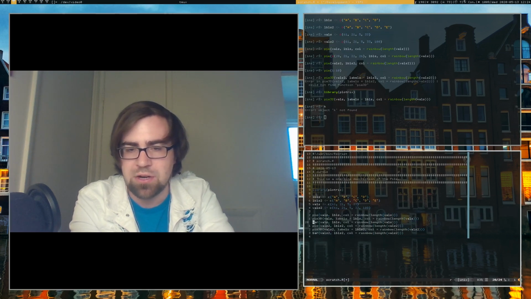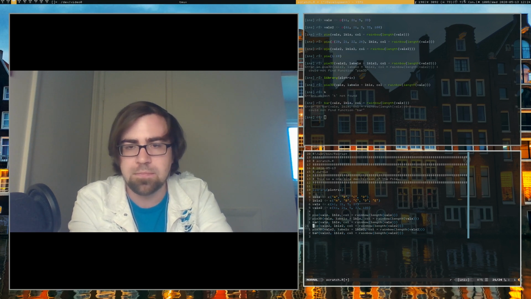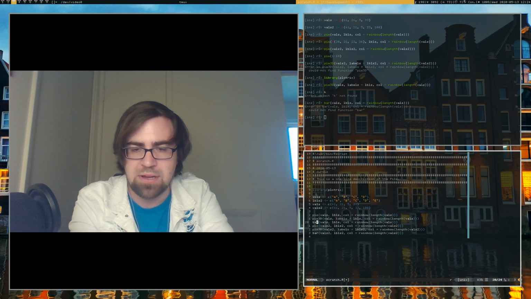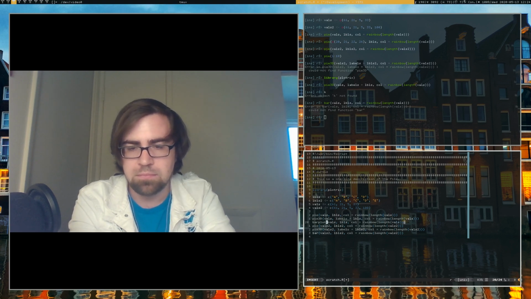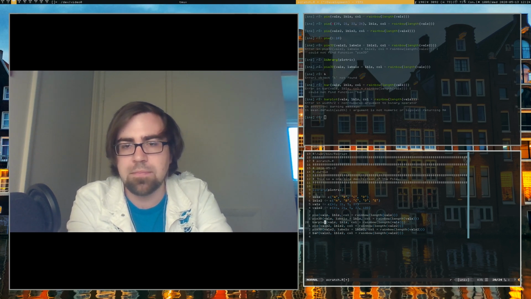Okay. I don't know what it's complaining about. I know that this will work. There we go. So here's a bar plot.